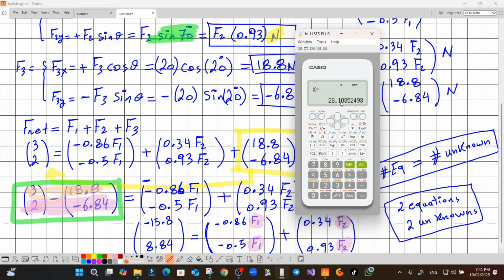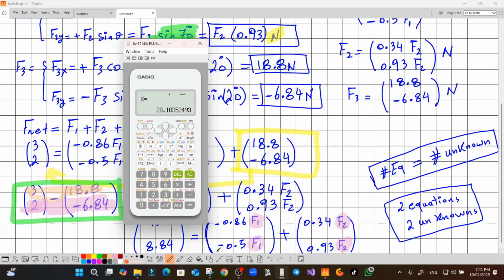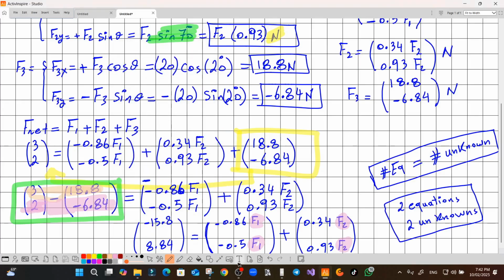If you got 27.7, it's fine, because maybe you used the fractional form of each of the inputs, because, for example, minus 0.86 is radical 3 over 2. So sometimes you will find a small error in the solution. It's fine, it's accepted, don't worry about that. So let me write that 28 is the first force, and if we press equal again, you will get the magnitude of the second force, which in this case is F2, and F2 is 24. So we have 28 and 24 for the second force.